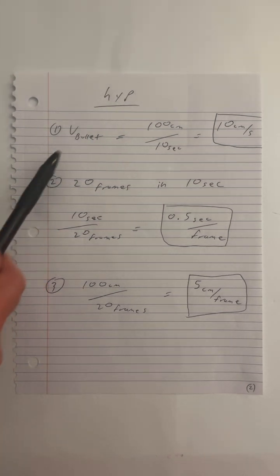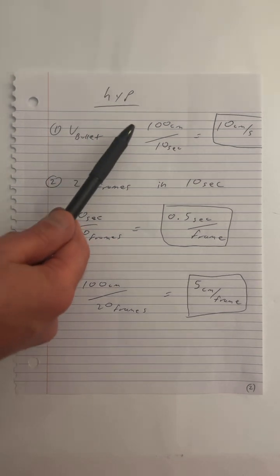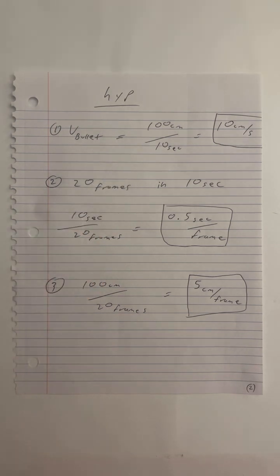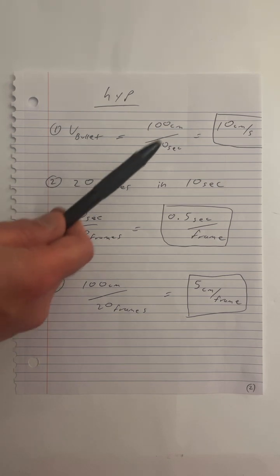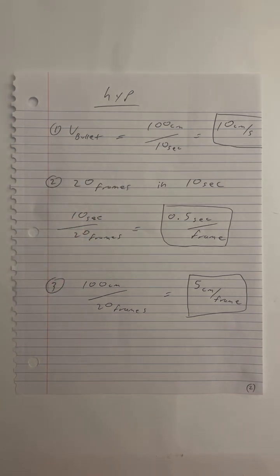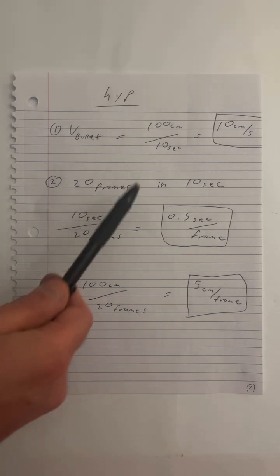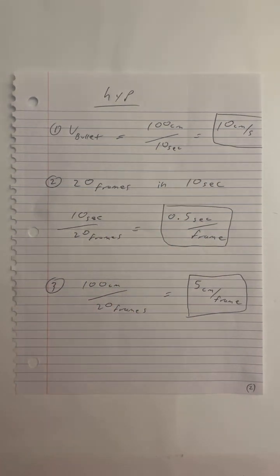First big part will be the hypotenuse. Velocity of the bullet: travel 100 centimeters in 10 seconds. The reason I chose 100 centimeters is so I could use the whole board. The reason I chose 10 seconds is because I wanted to make it short and sweet. So velocity of the bullet, 10 centimeters per second.